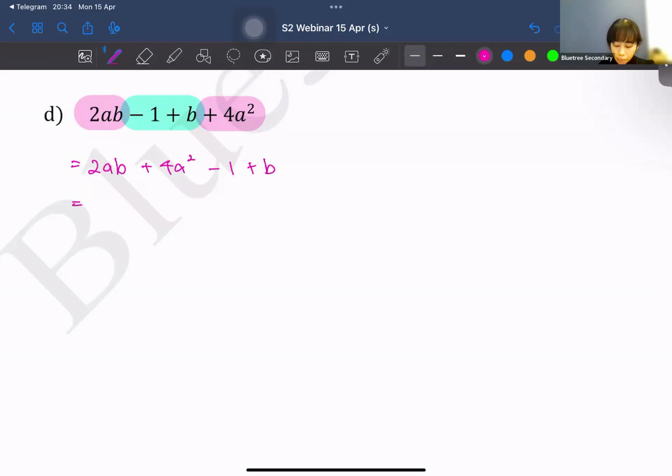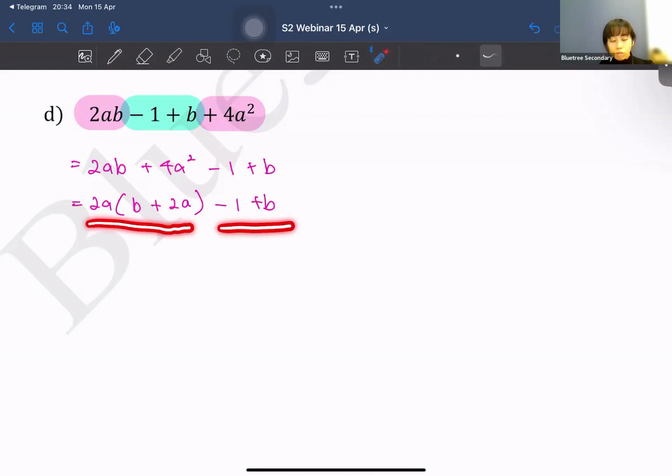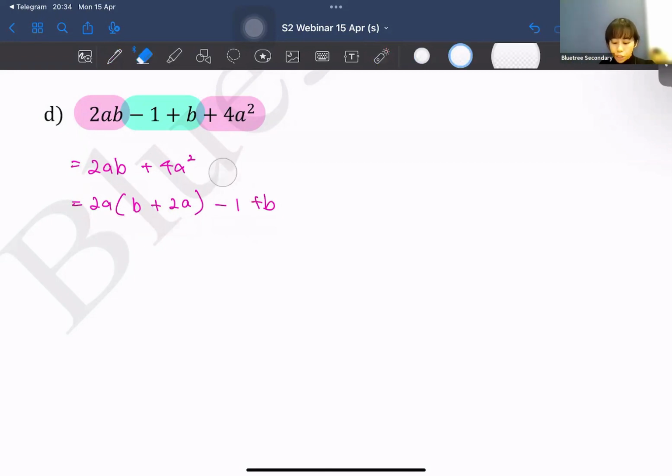And for my first 2 terms, I take out a 2a. I'll be left with b plus 2a. For my second group, I'm just left with -1 plus b. They'd be like, I'm stuck again. I've got 2 groups over here, but there's nothing I can factorize out from both groups because there's nothing that is common. That means your grouping is wrong. You need to go and rearrange it and regroup the terms.